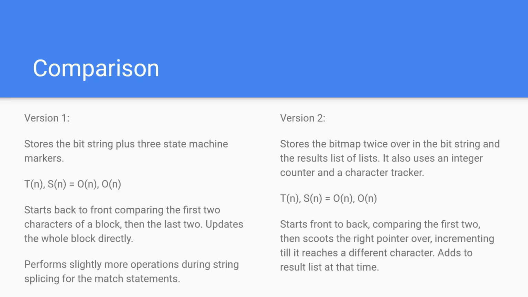So in comparison, version 1 starts back to front, comparing the first 2 characters of a block, then the last 2, and it updates the whole block directly. Version 2 starts from front to back, comparing the first 2, then scoots the right pointer over, incrementing till it reaches a different character, and adds the result to the list at that time.